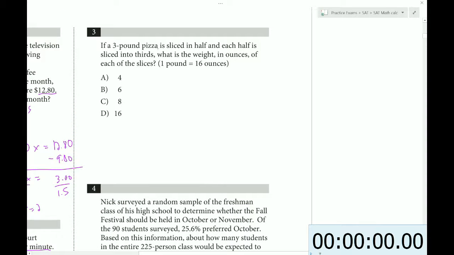If a 3-pound pizza is sliced in half, and each half is sliced in thirds, what is the weight of each of the slices? If you're a visual person, then it might behoove you to draw this out. Let's draw a circle to represent the pizza pie. We'll draw a line through sideways here to represent a slice in half. And then this is sliced in thirds, so 1, 2, 3. So each of those pieces represents 1/6 of the original.